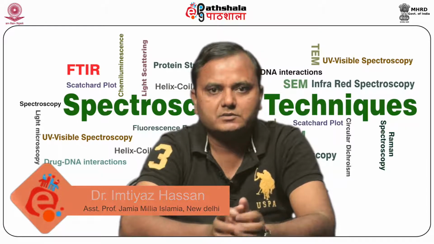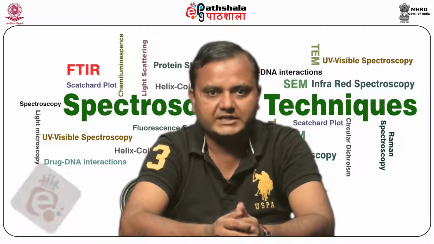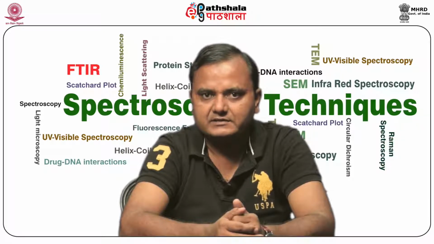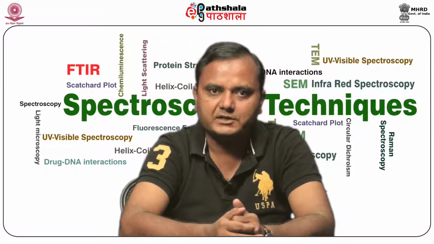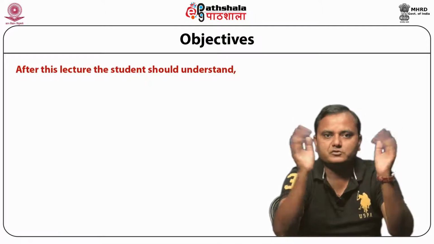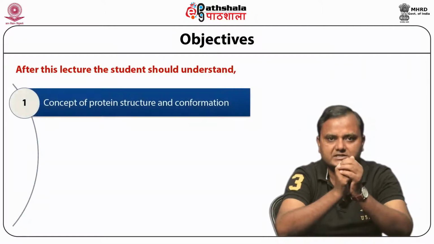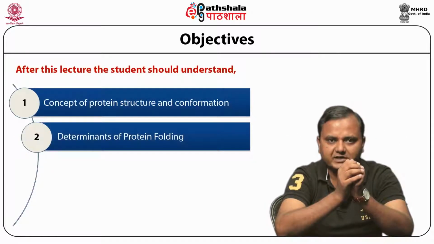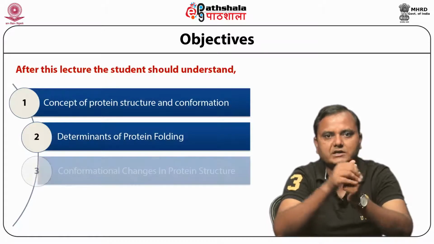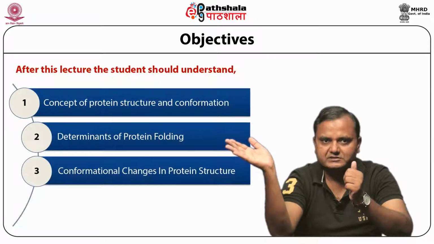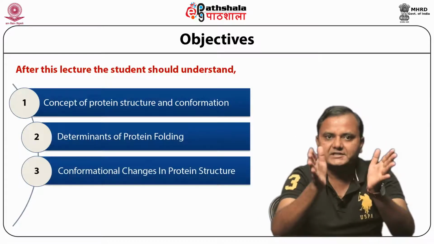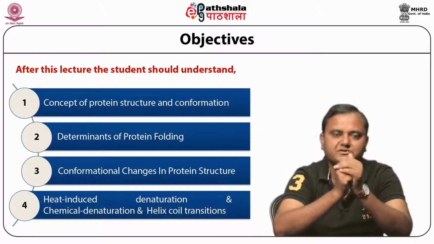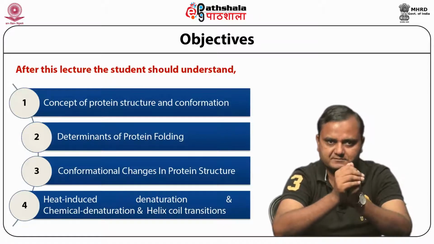Today we are going to talk on the module Conformational Changes, Helix-to-Coil Transition, Effect of Temperature and Salt, under the paper Techniques used in Molecular Biophysics Part 2. After this lecture, a student will be able to understand the concept of protein structure and conformation. Then, what are the determinants of protein folding? Then we talk about the conformational changes that occur in the protein structure. Then we especially discuss heat-induced denaturation and chemical denaturation. And at last we talk about the helix-coil transitions.